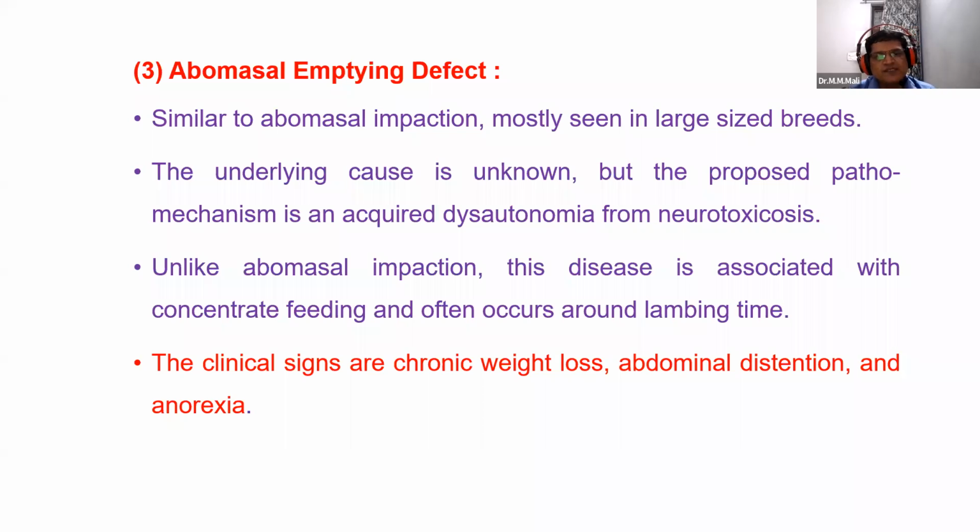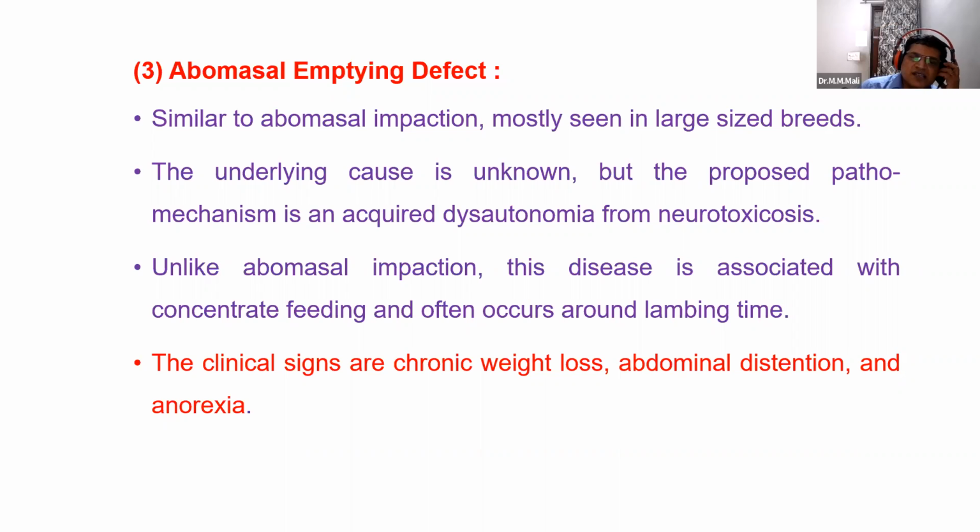This is also sometimes seen in field conditions and is similar to abomasal impaction, mostly seen in large breeds of sheep and goats. The underlying cause is unknown, but the proposed pathomechanism is an acquired dysautonomia from neurotoxicosis. Dysautonomia means dysfunction of the nerves that regulate involuntary body functions such as heart rate, blood pressure, and sweating. This dysautonomia from neurotoxicosis has been regarded as the primary cause for abomasal emptying defects in sheep and goats. Unlike abomasal impaction, this disease is associated with concentrated feeding and often occurs around lambing time.